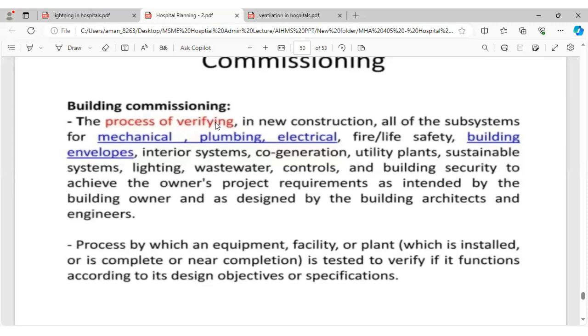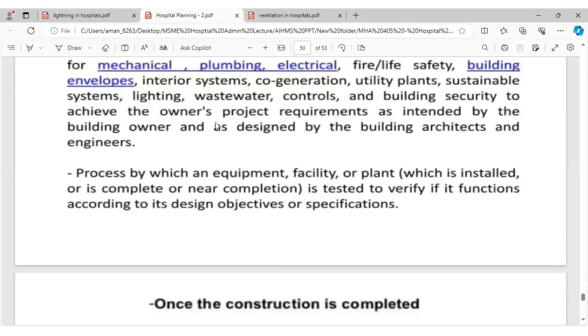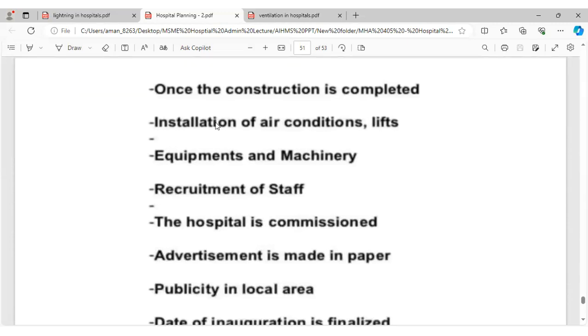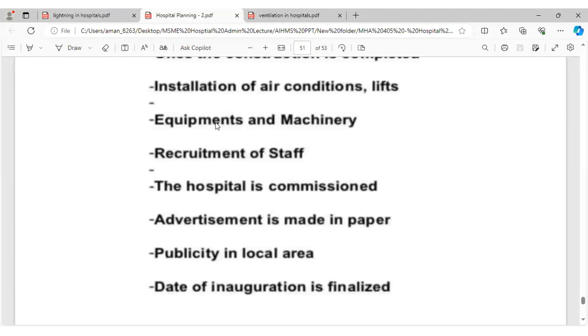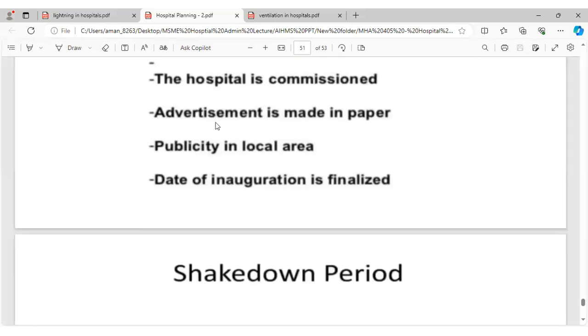It is the process by which an equipment, facility, or plant which is installed or is complete or near completion is tested to verify if it functions according to its design, objectives, and specifications. Once the construction is completed, installation of air conditioning, lifts, equipment, and machinery, and recruitment of staff are done. The hospital is commissioned, advertisement is made in papers, publicity in the local area, and date of inauguration is finalized.